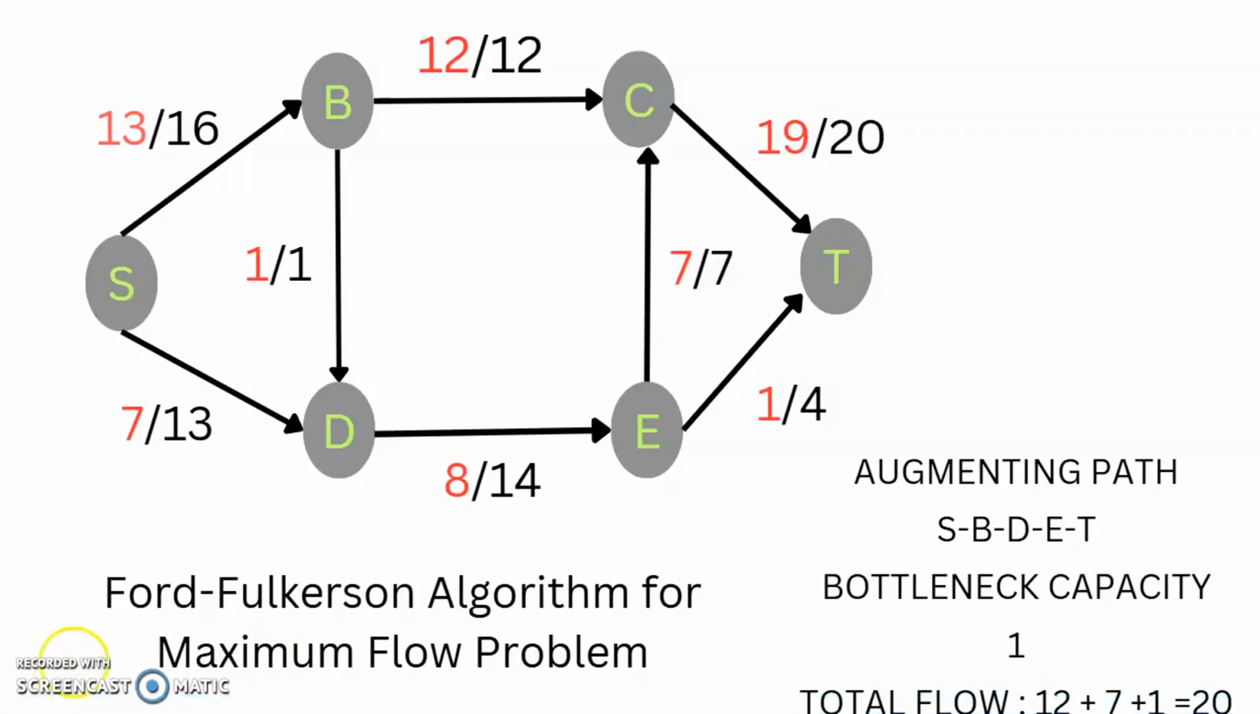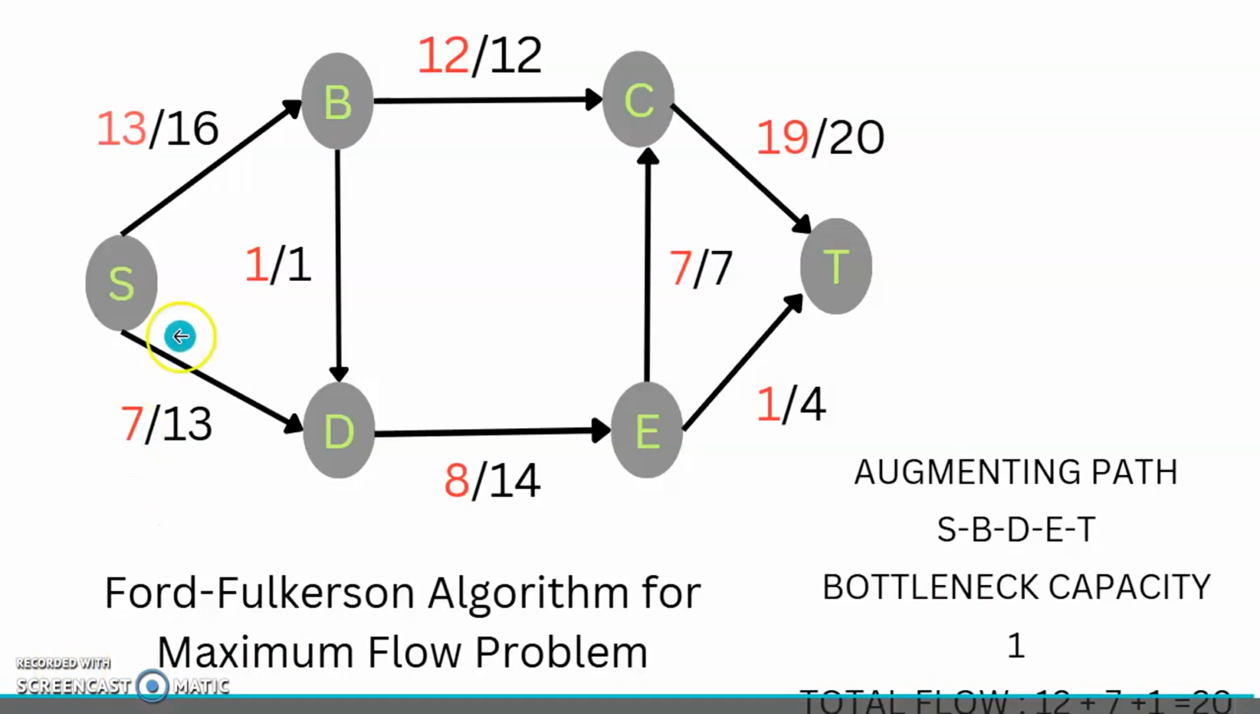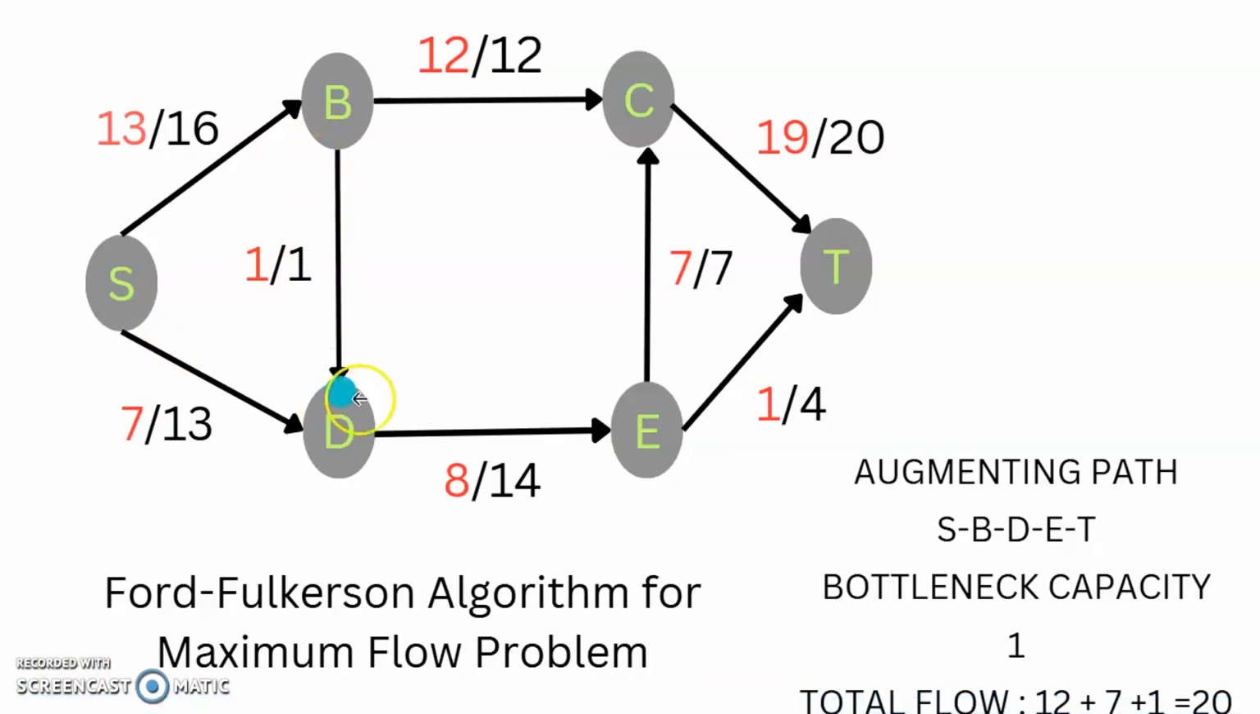Next augmenting path, what we are choosing is S to B, B to D, D to E, then E to T. So if you see the capacity, for example, S to B, you refer the previous diagram, we have used only 12, so 4 remaining, but here only 1 is allowed in this edge, so the capacity is only 1. But here we have used only 7, so 7 out of 14 means 7 will be remaining, but here we have not used completely free according to the previous diagram.